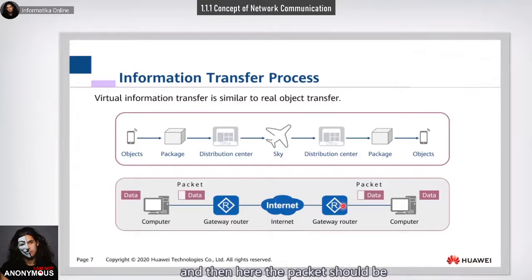And then here, the packet is decapsulated, meaning we remove the header or tail and get the payload out. Finally, the payload is received correctly, and that finishes the whole information transfer process. You can see that this process is very similar to the real object delivery process.